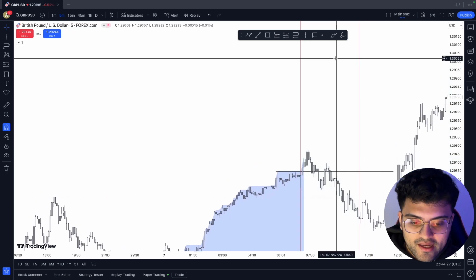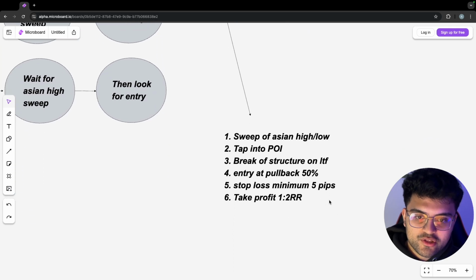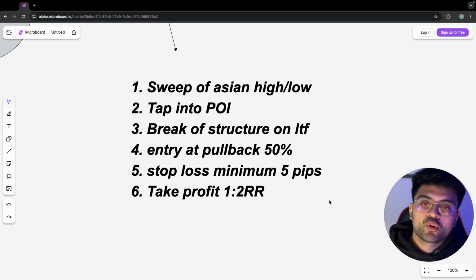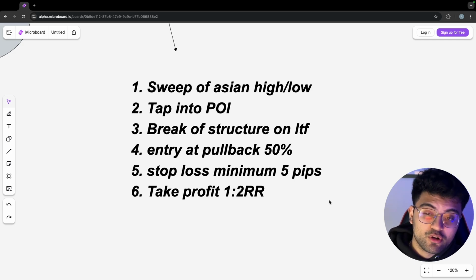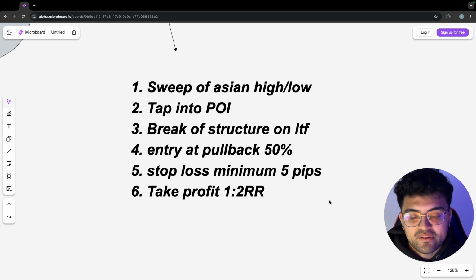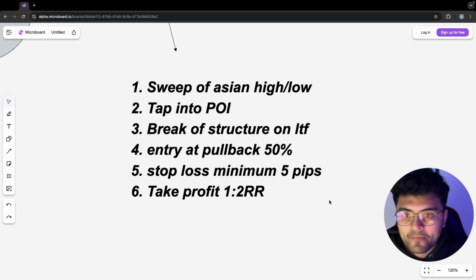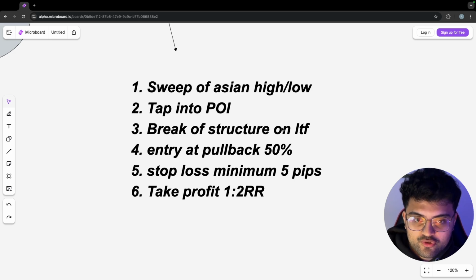So now that we've got that out of the way as well, what are we actually looking for, you might be asking? Well, we are looking for exactly this. We're going to be looking for an Asian sweep, so a sweep of the Asian low or high. I forgot to mention we're also going to be looking for a London sweep, which basically just means at 7 a.m. we want to see a sweep of liquidity, whether it be the low or the high. Then we want to see a break of structure on the lower time frames. We're going to see an entry pullback at 50% for our limit order.